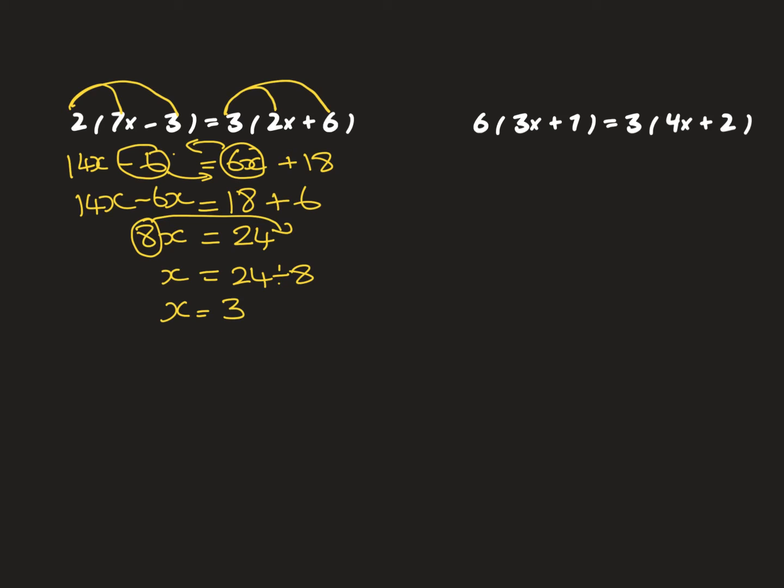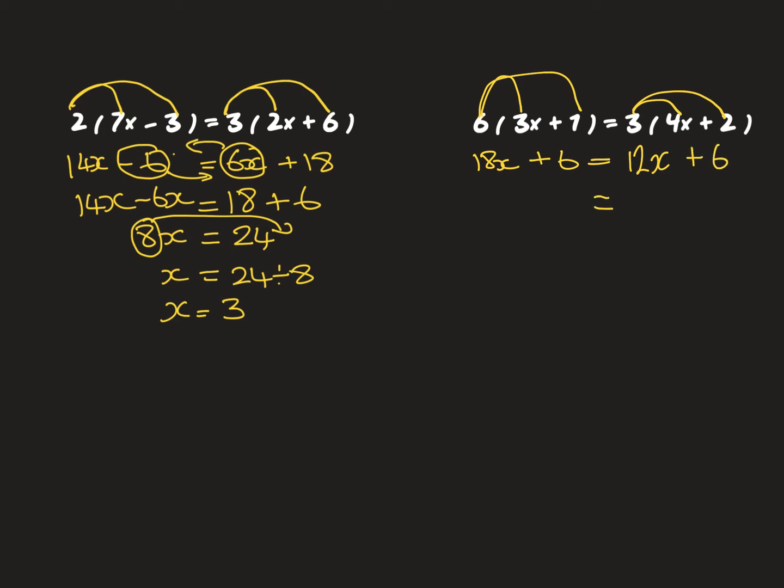Alright, so this one on the right hand side of the screen, again, we're going to multiply out the brackets first. So 6 times 3x. 6 3x's would be 18x. And then we want to do 6 times 1. So 6 times 1 is 6, and that would be positive. Put in our equals. 3 multiplied by 4x, so 3 4x's would be 12x. Okay, and then 3 times 2. 3 times 2 is 6, so that's going to be a positive 6.